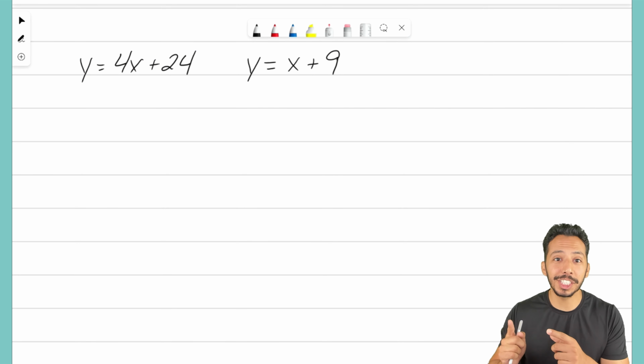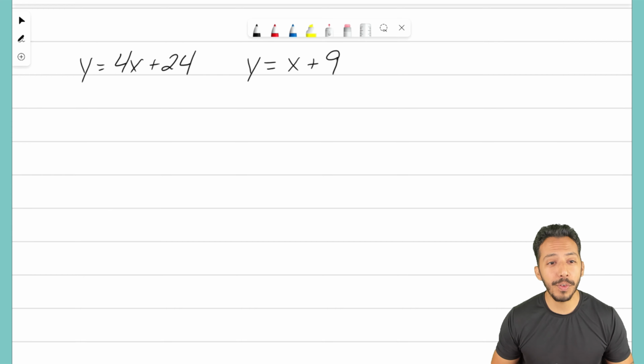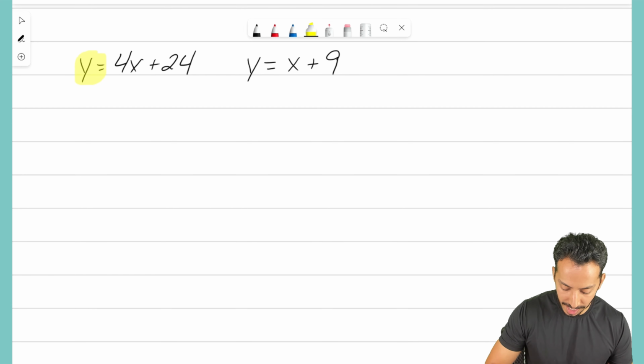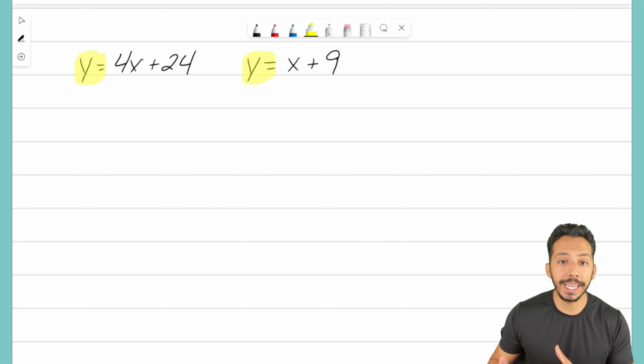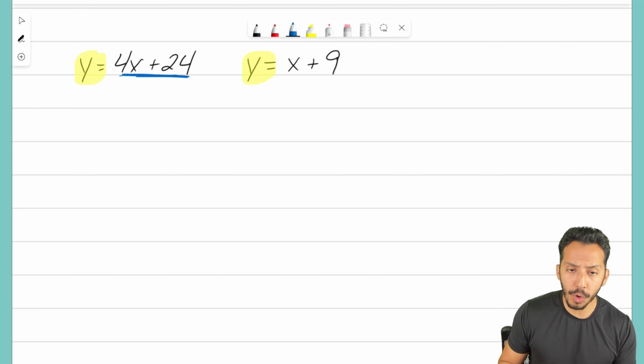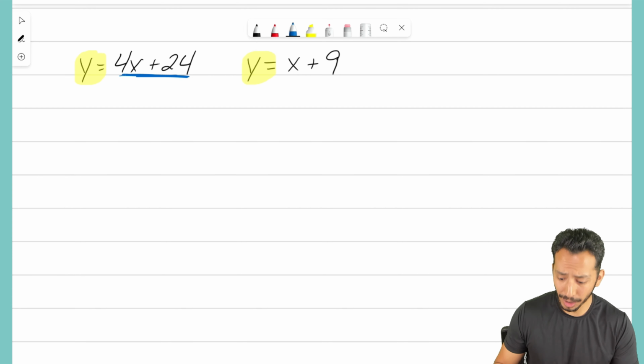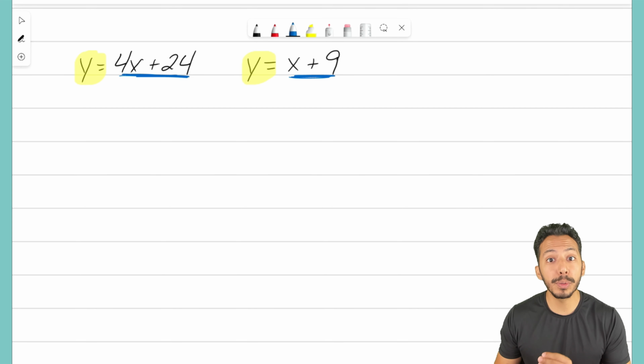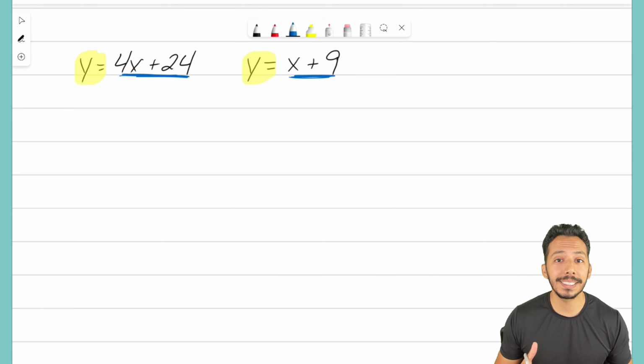I have my two equations, y equals 4x plus 24, y equals x plus 9. Notice that both of those equations are equal to y. They both start off with y equals. So let's think about that for a second. I know that y equals 4x plus 24. I also know that y equals x plus 9. So if both of those expressions equal y, then they must equal each other, right? That's what equality means. They both equal y, so they must equal each other.